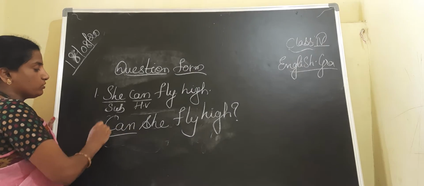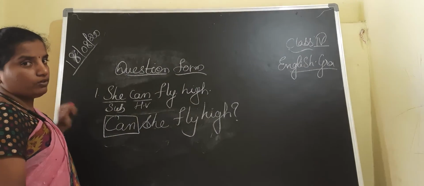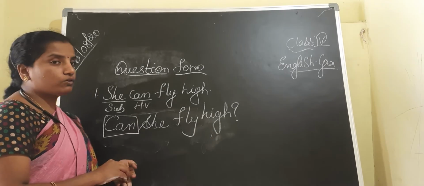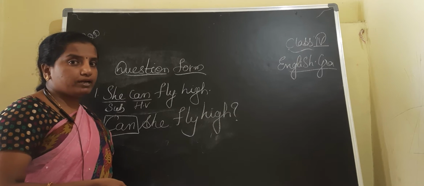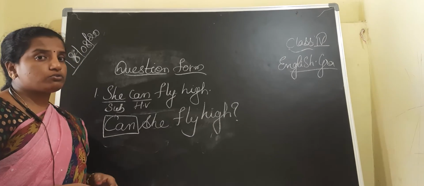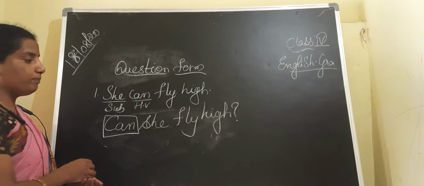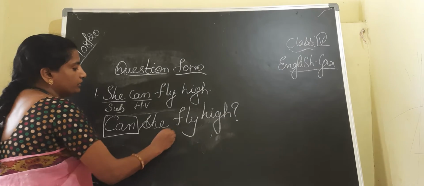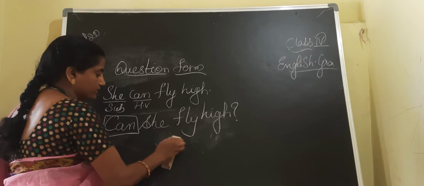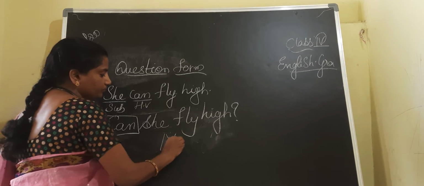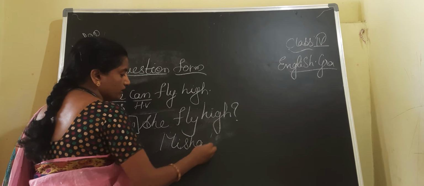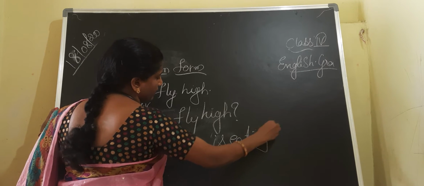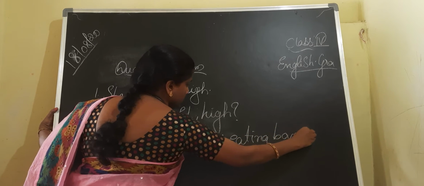We have to start the question with the helping verb. To write the question form of a given statement with a helping verb, you have to start the question with the helping verb. Let us take another statement. Let us take one name, Misha is eating banana. Okay, children, this is a statement.